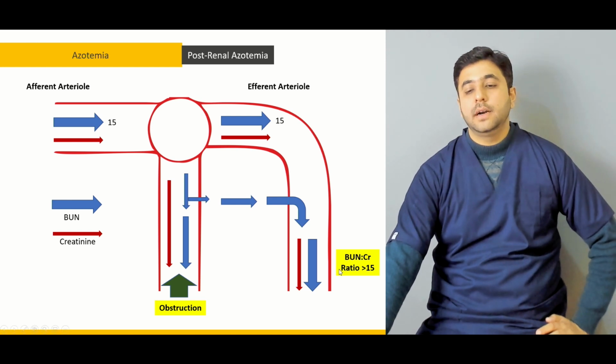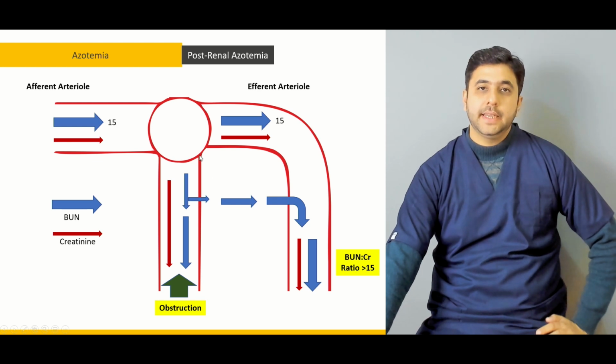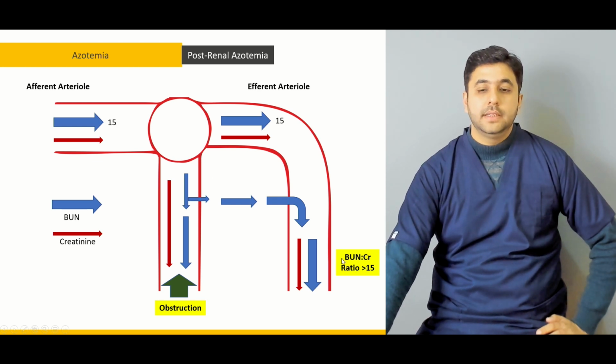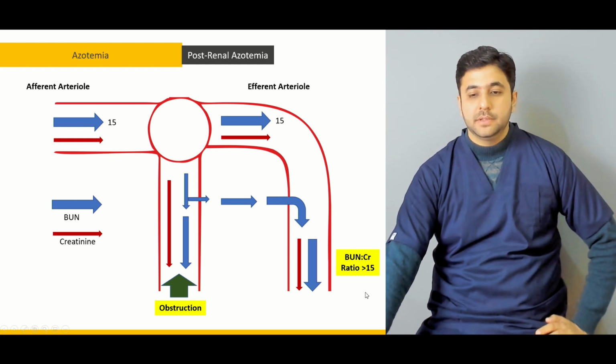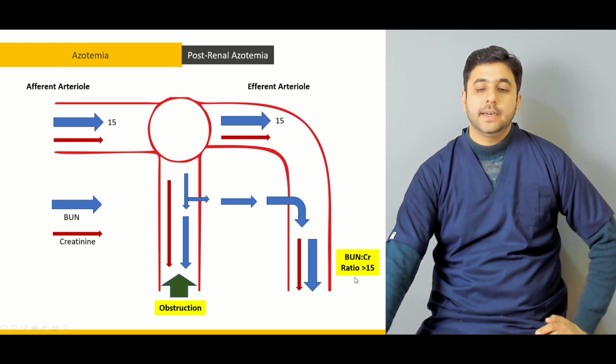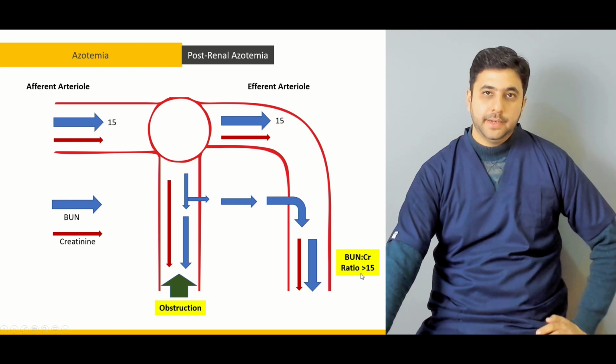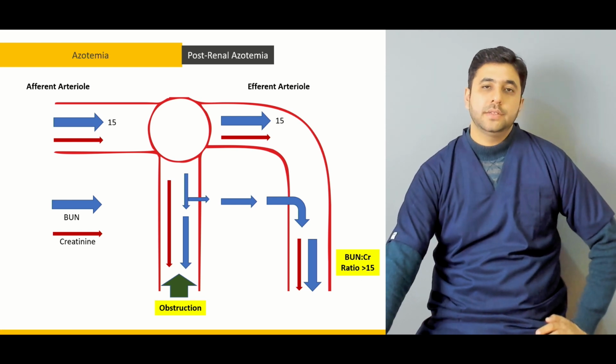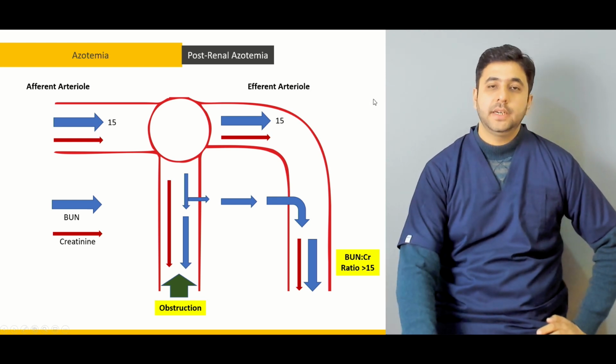And eventually, in the latter part, when renal azotemia develops, the BUN creatinine ratio can go down to less than 15. But for general purposes, you can remember that in prerenal azotemia and in post-renal azotemia, the BUN and creatinine ratio increases greater than 15. And in renal azotemia, the BUN and creatinine ratio goes less than 15. It generally decreases.